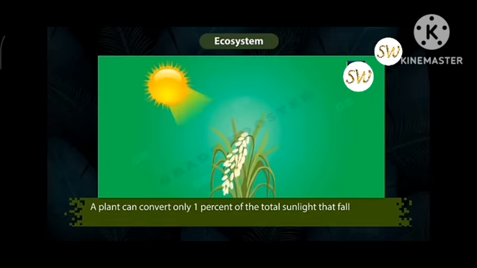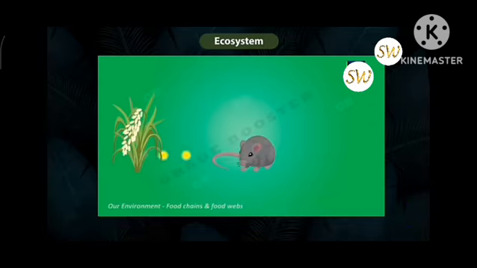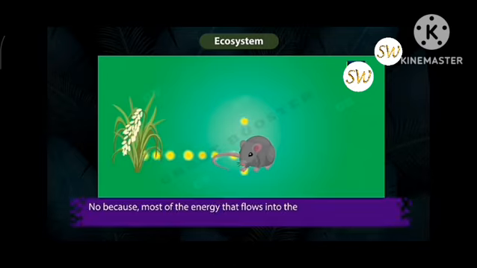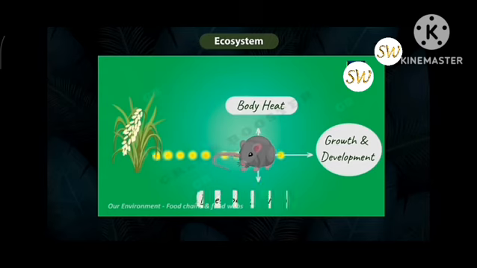A plant can convert only 1% of the total sunlight that falls on its leaves into food. The energy in the plant flows into the body of the animal that eats it. Can the animals use the whole energy that is obtained from the plants to build their bodies? No, because most of the energy that flows into the body of the animals is released in the form of body heat. Some energy is used for digestion and for other physical activities. Only the remaining energy is converted into the body tissues of that animal.